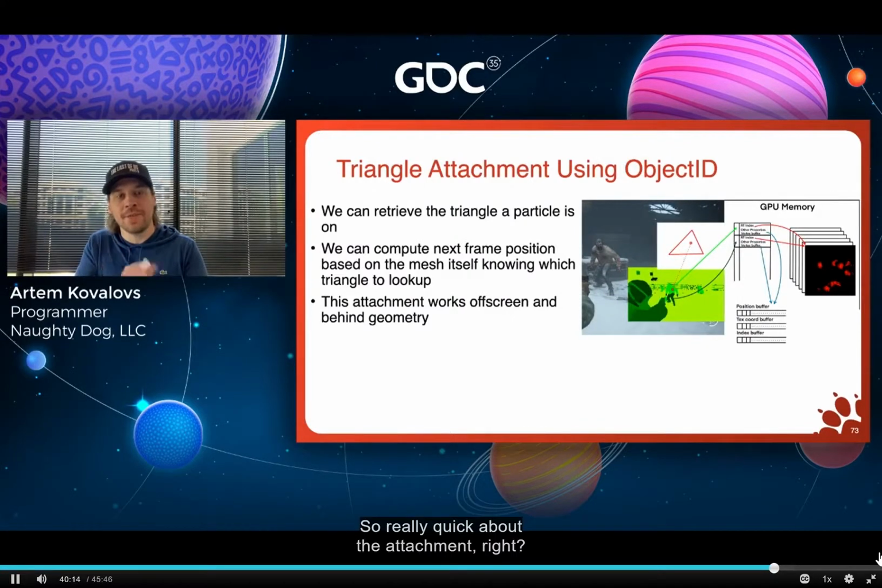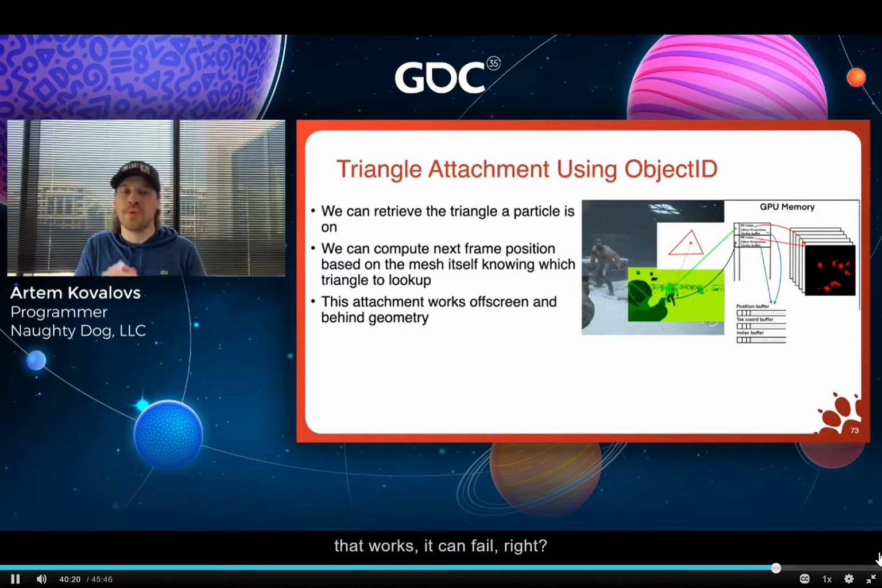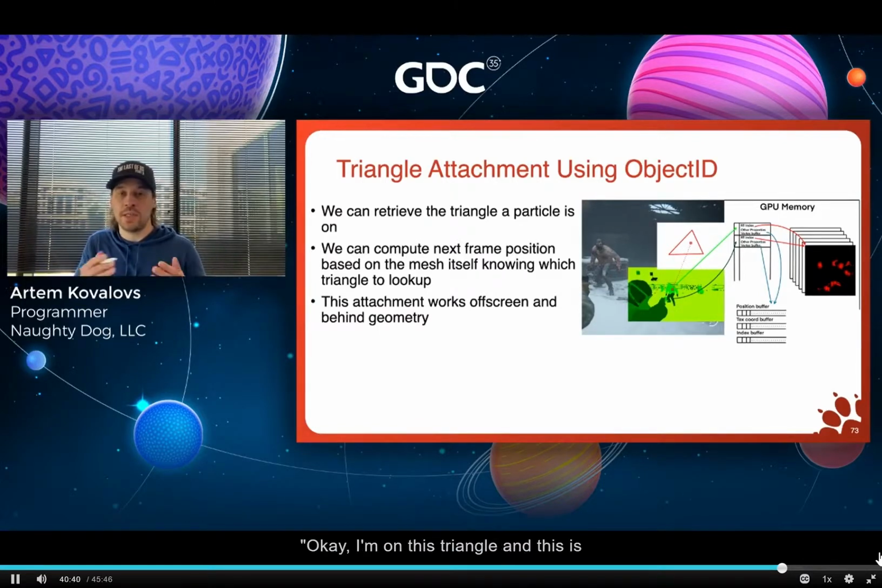So really quick about the attachment. We're talking about screen space attachment with the motion vectors. That works, but it can fail, because it's just motion vector prediction and correction based. If we're using object ID and we know the triangle the particle is on, we can certainly just store that information: okay, I'm on this triangle, and this is the barycentric coordinate.